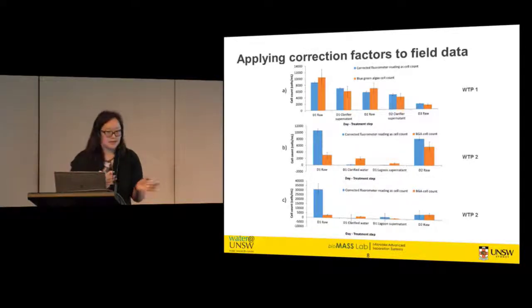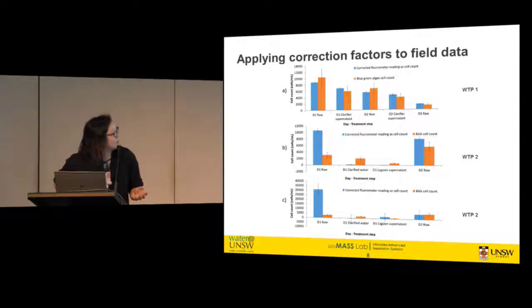We conducted this sampling over various days. The blue is our corrected fluorometer reading based on the corrections, then converted to a cell count, alongside the actual cell counts from the sampling event. Our first example works relatively well, but our second example did not really go as planned. I can explain why this didn't work.